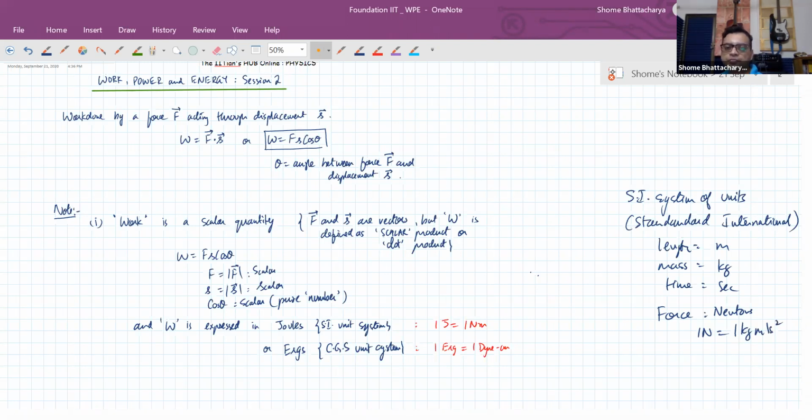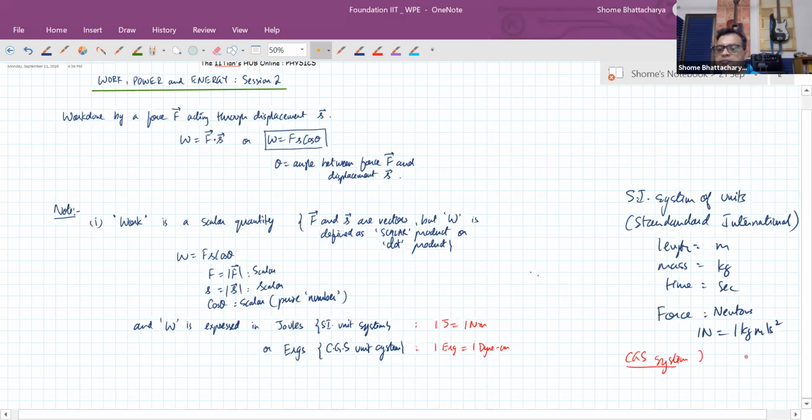Now likewise, the unit is called erg, E-R-G. So CGS system is a short form for centimeter gram second. So here length is measured in centimeters, mass in grams, and time in seconds. So this unit, we'll discuss more about it. How one erg is related to 1 joule, we'll discuss that also. But the name is erg.